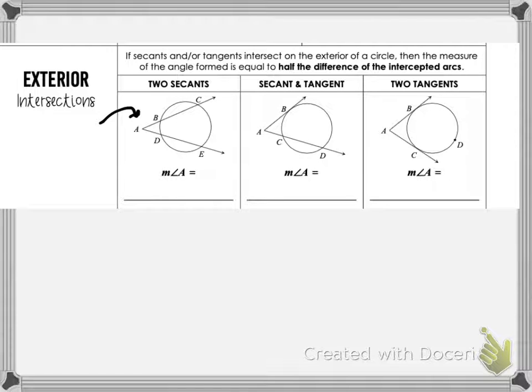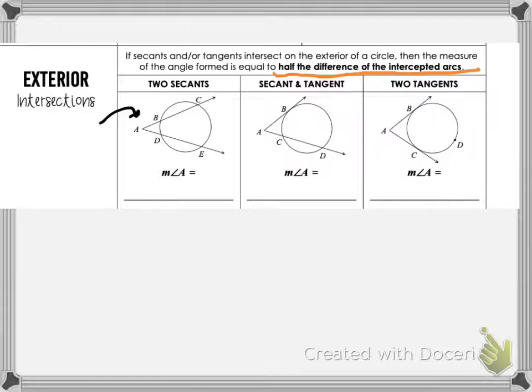How do you find that angle? Well, here's the relationship, which is kind of cool. It says if secants and/or tangents intersect on the exterior of a circle, then the measure of an angle formed is equal to half the difference of the intercepted arcs. Half the difference of the intercepted arcs.